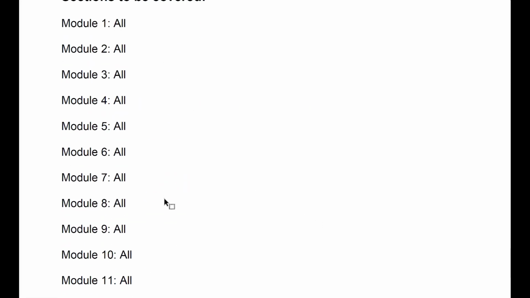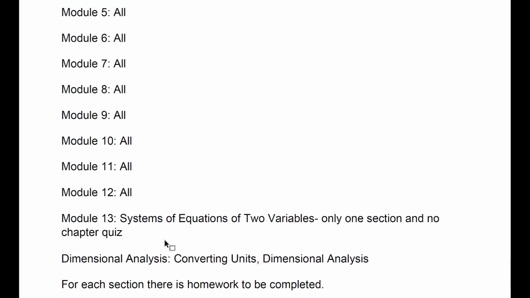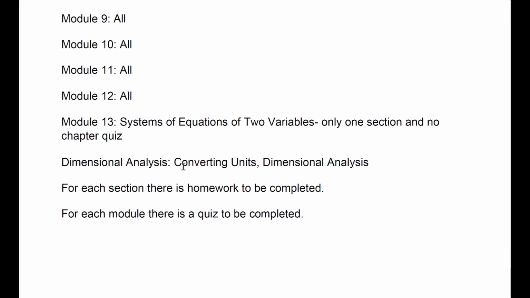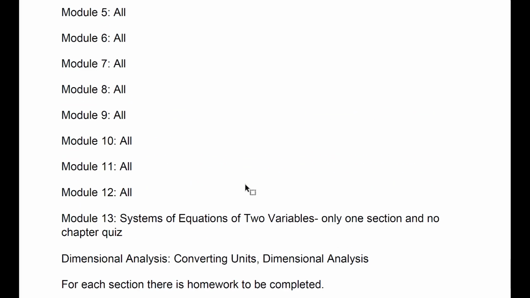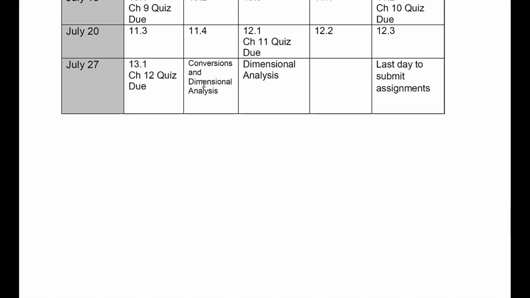And then I just summarize down here what we're covering. I'm only going to cover one section from chapter 13, which is systems of equations in two variables. We're not going to have a chapter quiz on that. And then we have dimensional analysis: converting units and dimensional analysis. We have two different sections there to cover. I'll show that to you back up here. After 13.1, conversions and dimensional analysis, and then dimensional analysis, so you've got those two sections. There's no final, but there's a last day to submit assignments. So there's our summer plan.